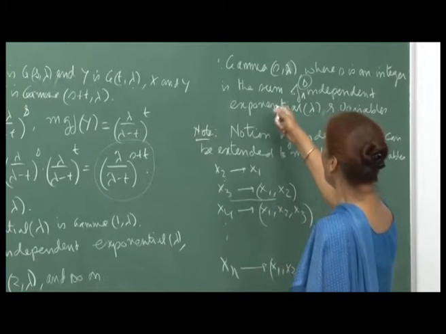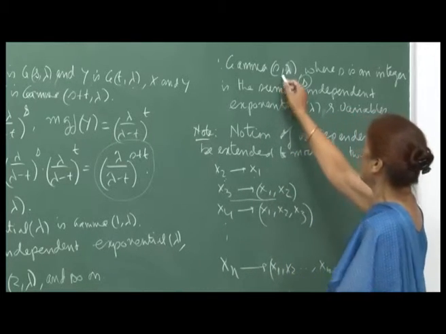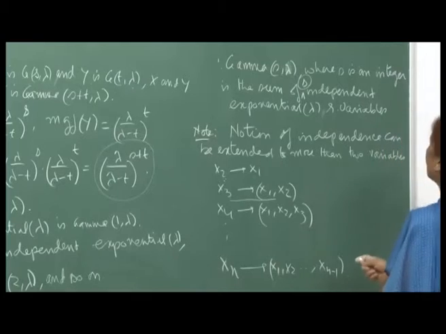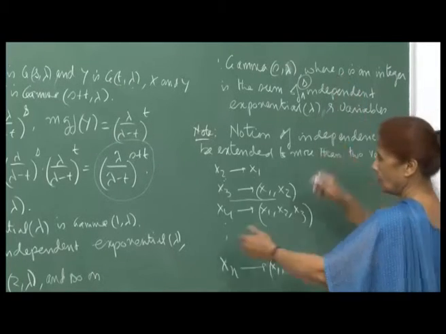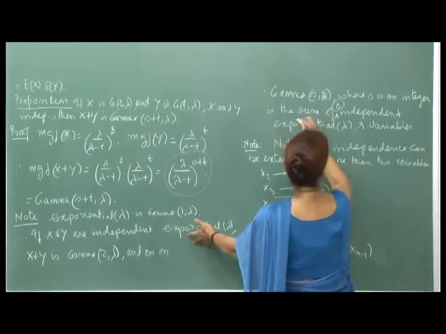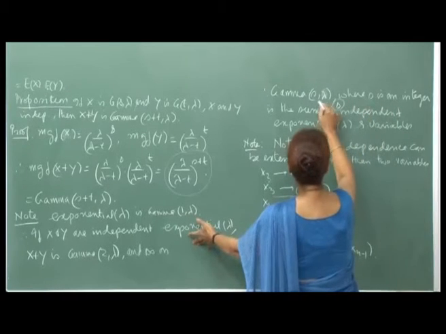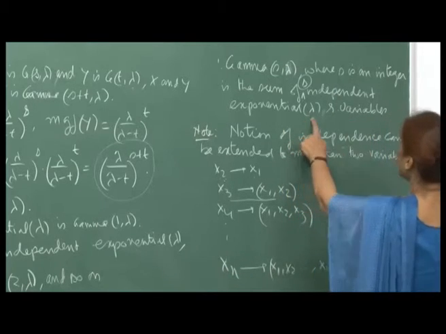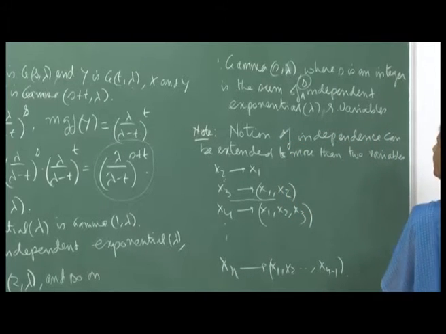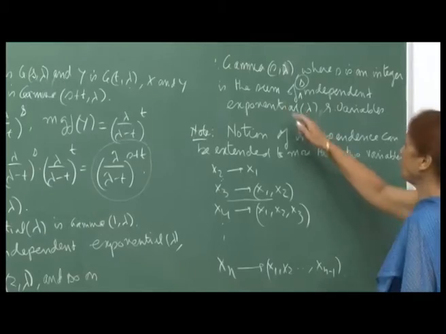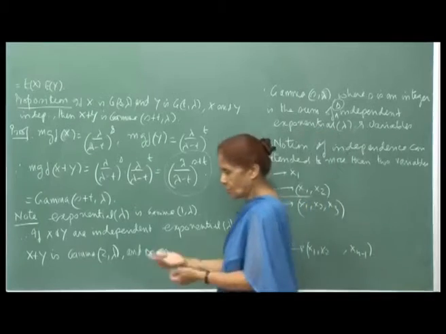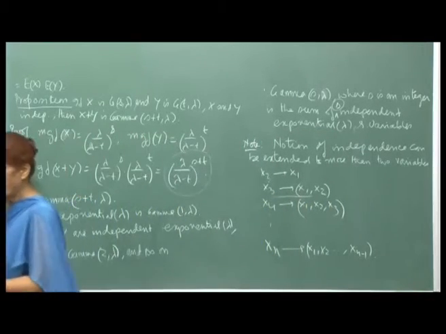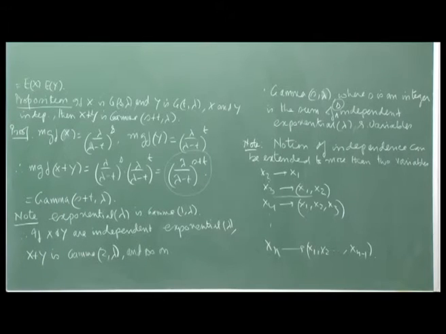So, therefore, now I can say that when you have gamma s comma lambda, where s is an integer, if you look at this result, gamma s comma lambda is the sum of s independent exponential lambda random variables. Okay. So, when s is an integer, the gamma distribution has been built up by adding exponential distributions, s of them.